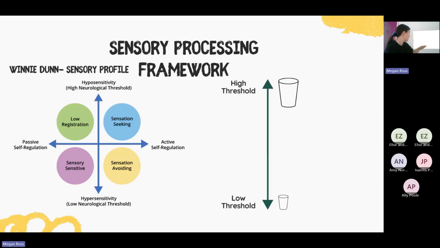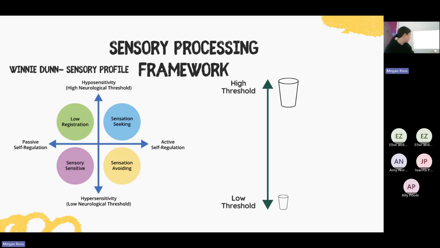Whereas the other one, where we have a high neurological threshold, so we need more sensory information, but we're active, these are going to be our sensory seekers. They have a high threshold and are active in their movement seeking. They're the ones running and jumping and climbing and swinging and crashing, again and again. They're really seeking that information because they need more of it, and they move more actively in seeking it.